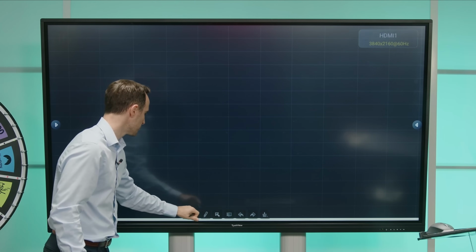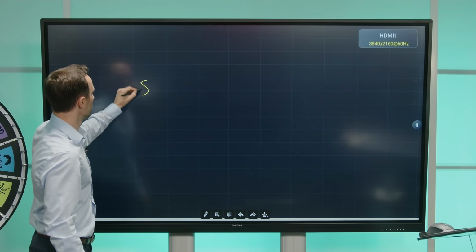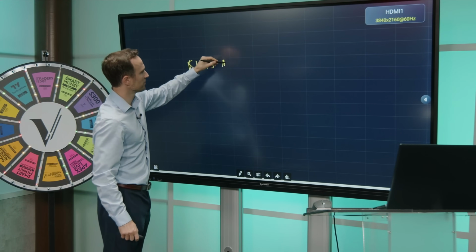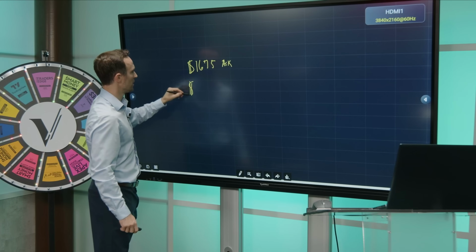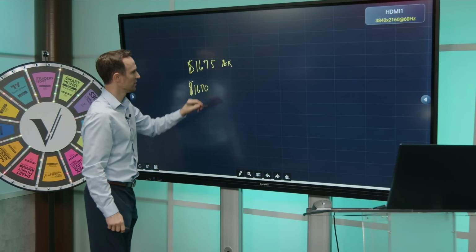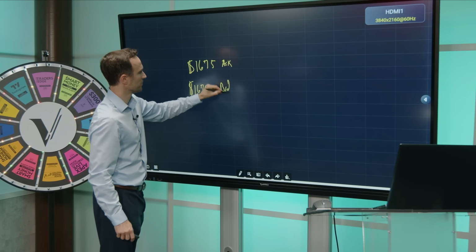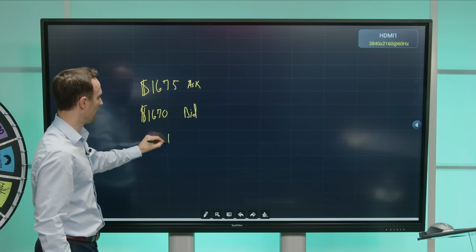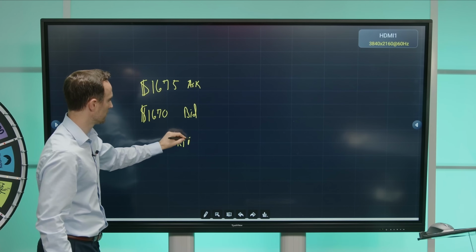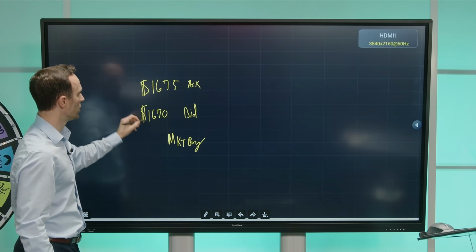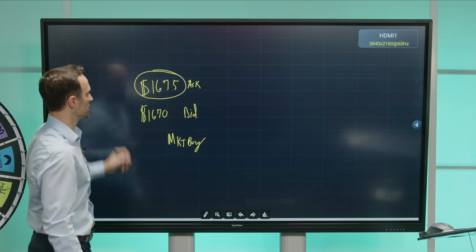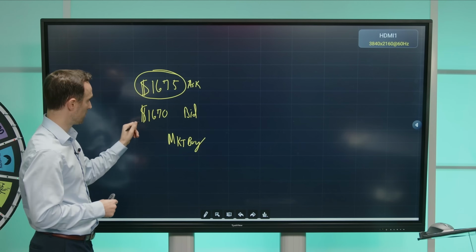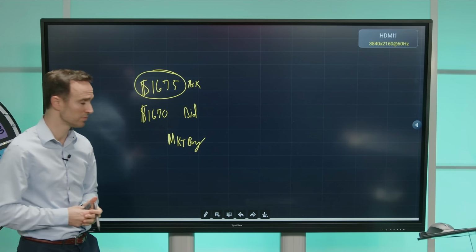So again, just to illustrate that, the price of $16.75 is the ask. The bid here is $16.70. And let's say you want to get into this stock now, market buy. You will fill here at $16.75. So you'll be $5 out of the money compared to your $16.70 where you wanted to enter.